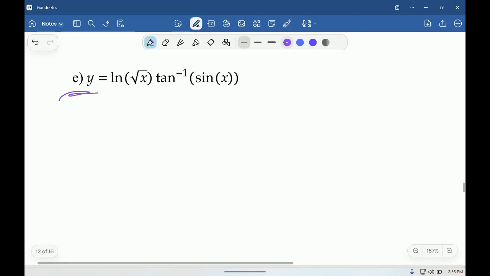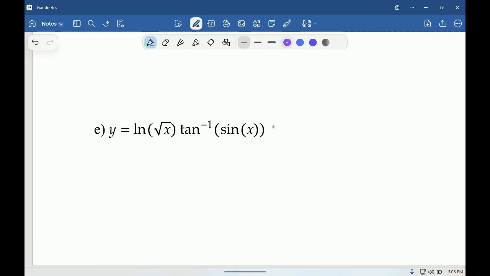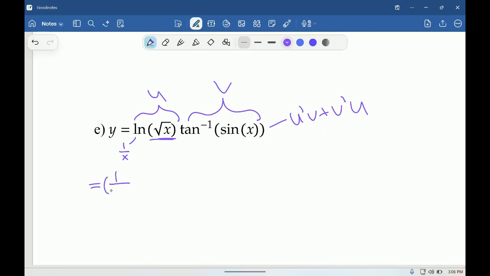For our next problem, we're also going to find the derivative. But to do so, we need to use the product rule, which is going to be u prime v plus v prime u. And in this case, our first term is going to be u, and our second term is going to be v. We want to find the derivative of u. Our derivative for ln is going to be 1 over x. This is going to be our square root of x, so it would look like 1 over square root x.